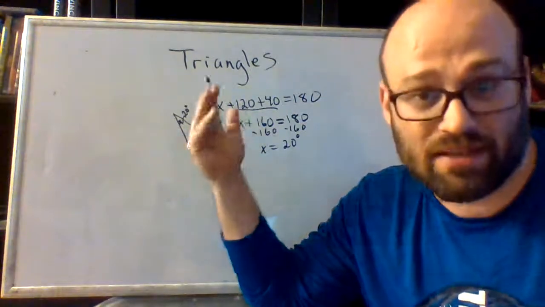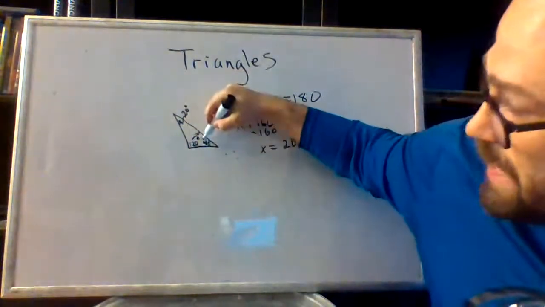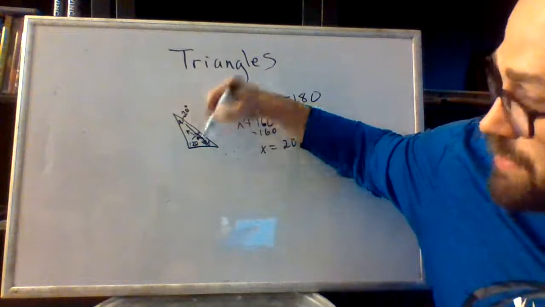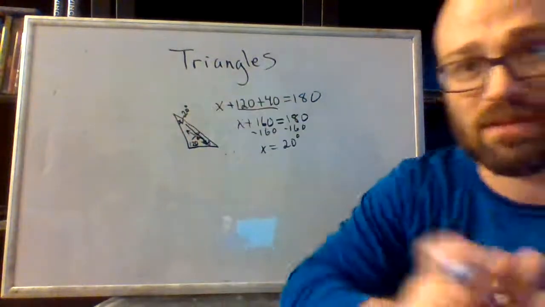In this case, it is the hypotenuse. 40 degrees is the second biggest and has the second biggest side. 20 degrees has the smallest side opposite. This is the smallest side, and 20 degrees opens up to that.